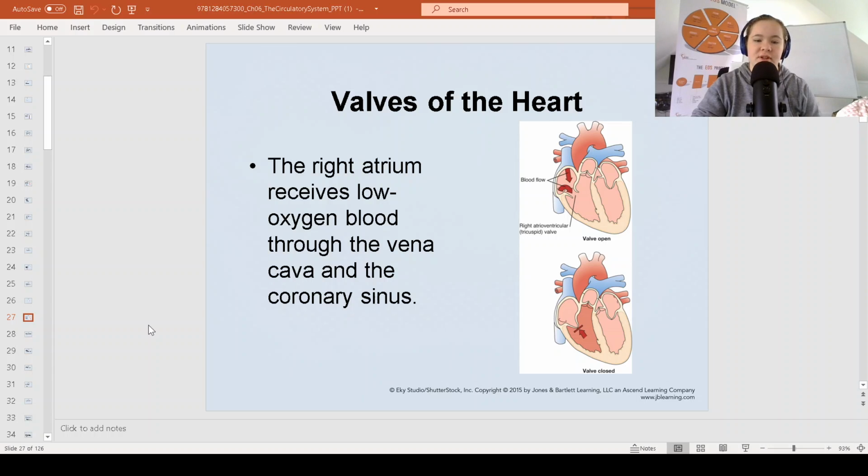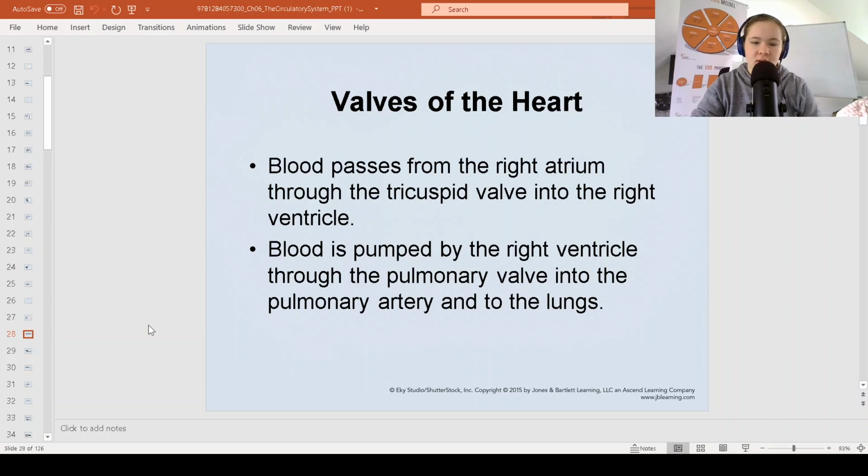The right atrium receives low oxygen blood through the vena cava and the coronary sinus. Right here in the animation it shows the valve open. The tricuspid valve opens and then closes. Blood passes from the right atrium through the tricuspid valve into the right ventricle. Blood is then pumped by the right ventricle through the pulmonary valve into the pulmonary artery and into the lungs.